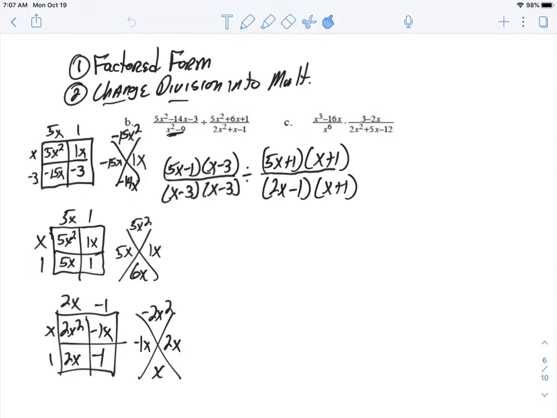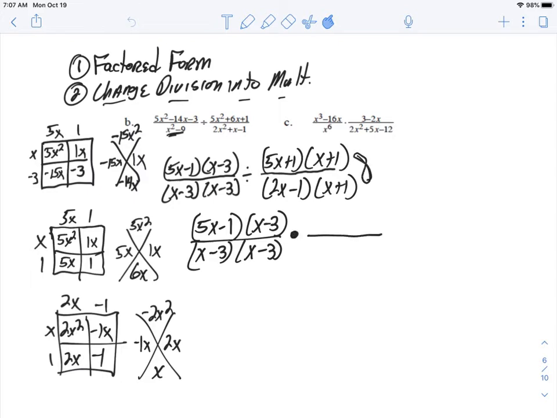Now, change division into multiplication. So I'm going to multiply by the reciprocal of the second rational expression. So this is going to look like 5x minus 1 times x minus 3 over x minus 3 times x minus 3, times, now flip this around, 2x minus 1 times x plus 1, 5x plus 1 times x plus 1.